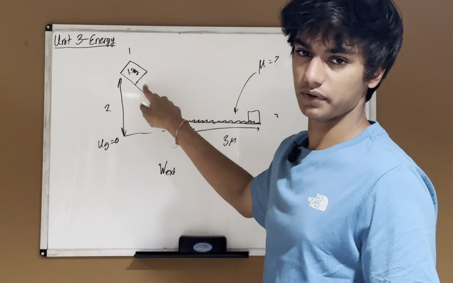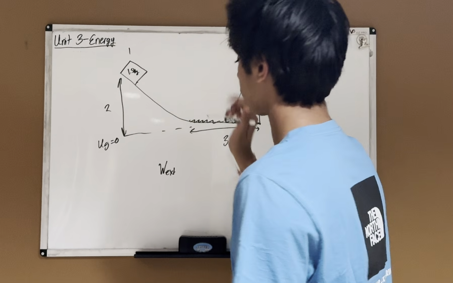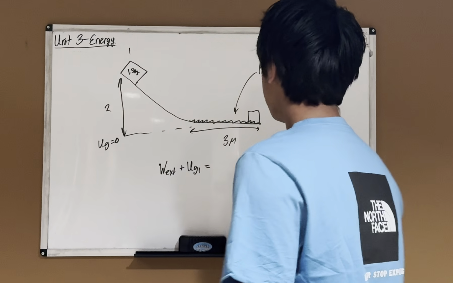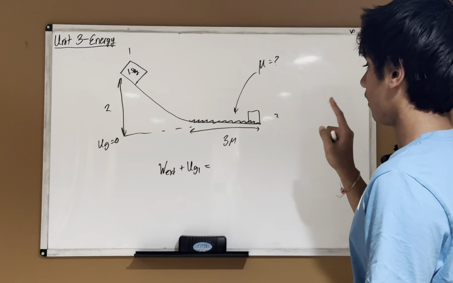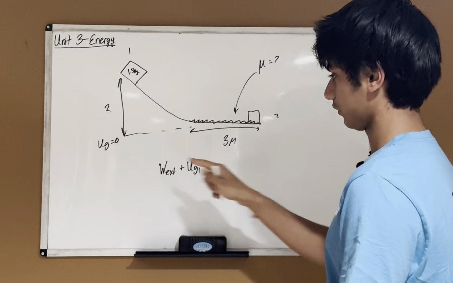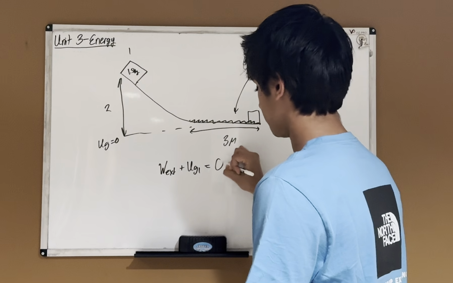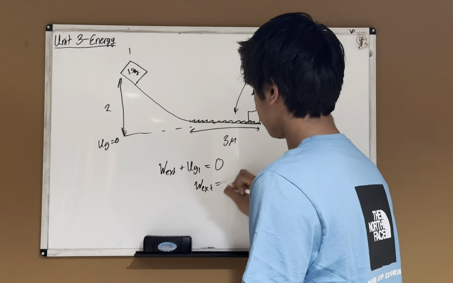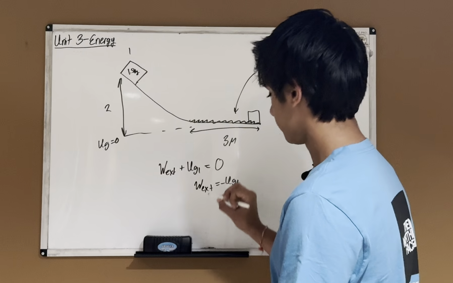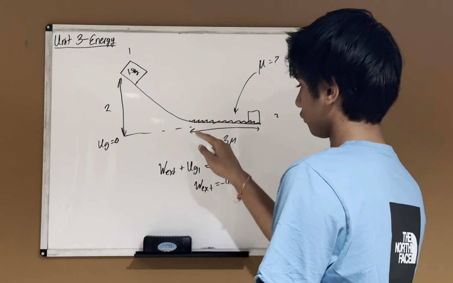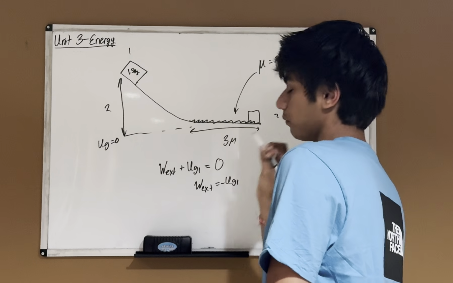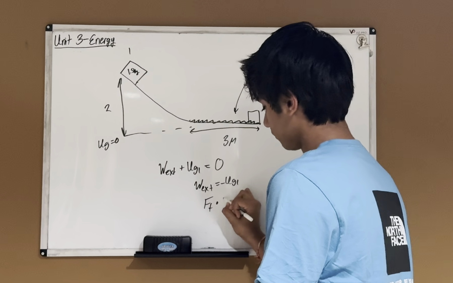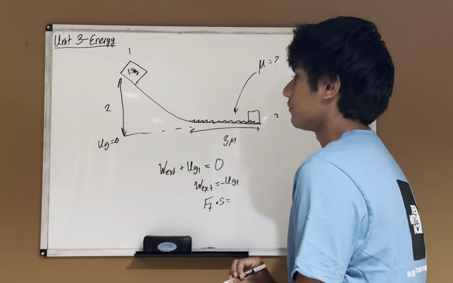So there's going to be external work here. Here, it's starting from rest, so 0 kinetic energy, 0 spring energy. The only thing we have is potential energy, so UG1. Here we have nothing. We have no kinetic energy, no spring energy, and no gravitational energy because UG is 0 here. So if we arrange, we get that work external equals negative UG1. Now we can sub in our values. The work external being applied is only friction. So force of friction times displacement equals negative mgh.